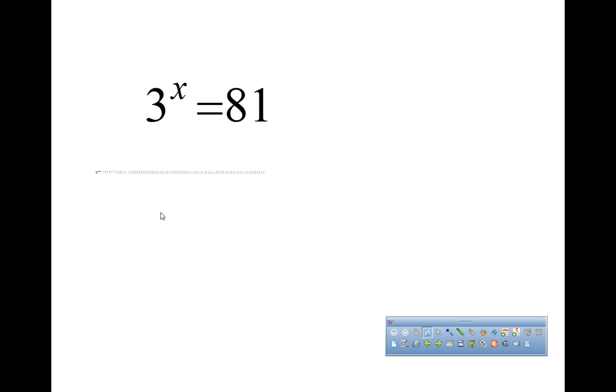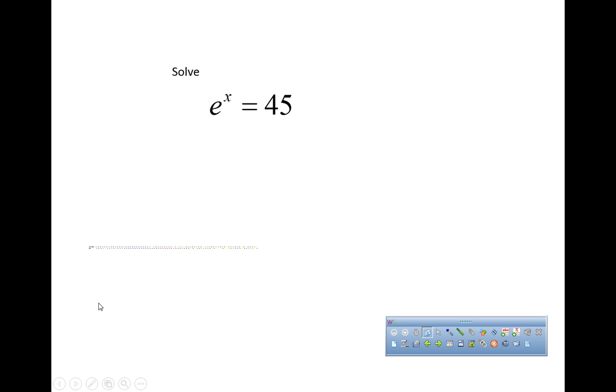Okay, your turn. Solve. Leave your answer in terms of a logarithm.